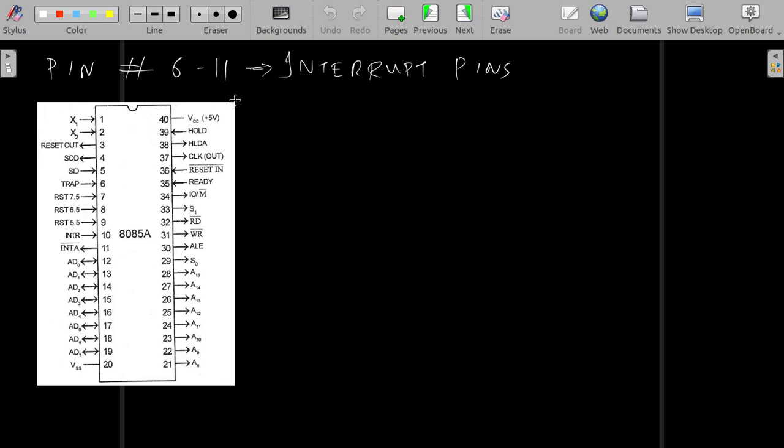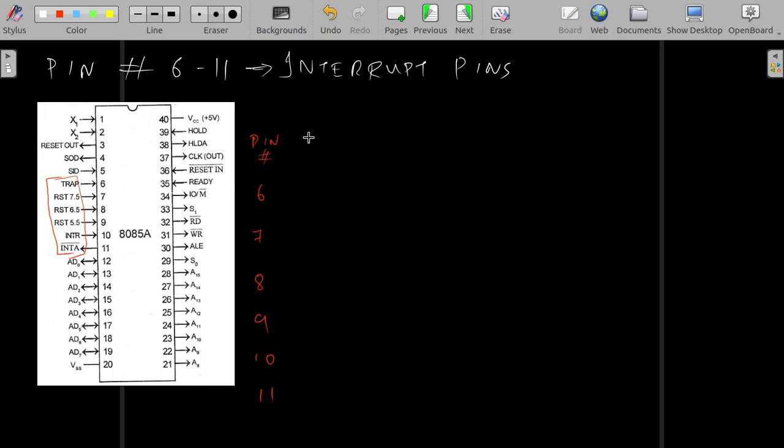Which are the interrupt pins? They are number 6 to 11, right? 6 to 11. So here we have how many? 1, 2, 3, 4, 5 and 6 pins. So if you see here, 5 of them are inputs coming into the processor and 1 is output. INTA bar is output. So let's see them. We'll just put the pin numbers here. So we have pin number 6, 7, 8, 9, 10 and 11.